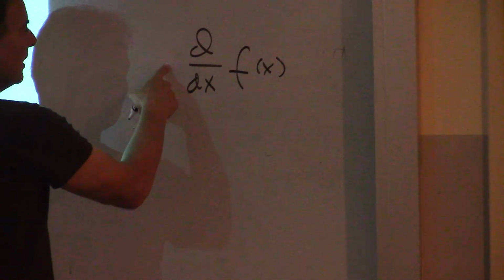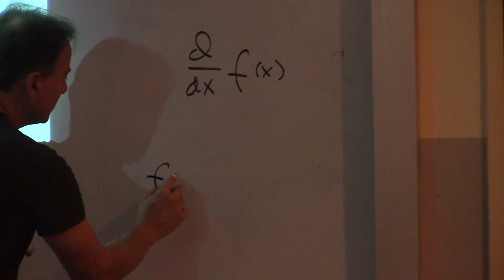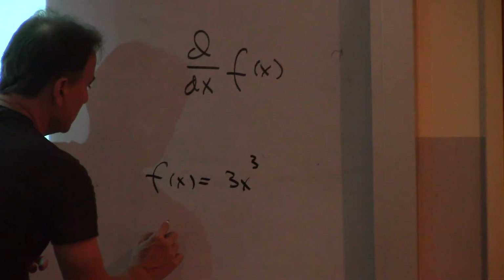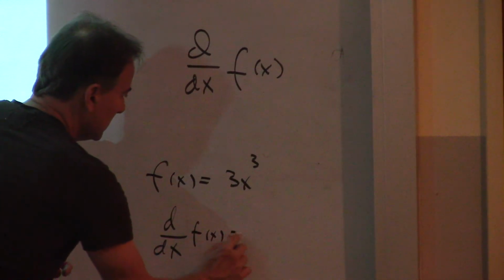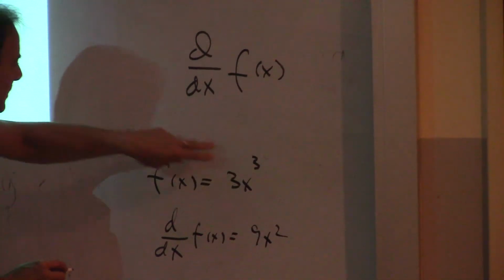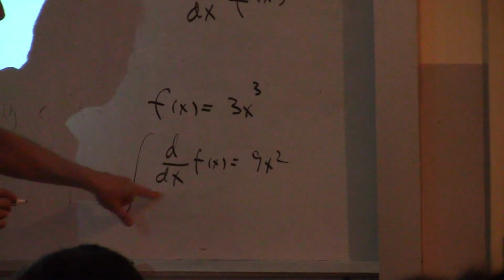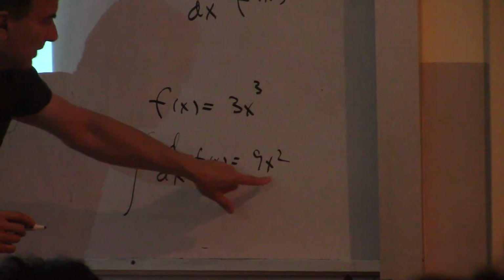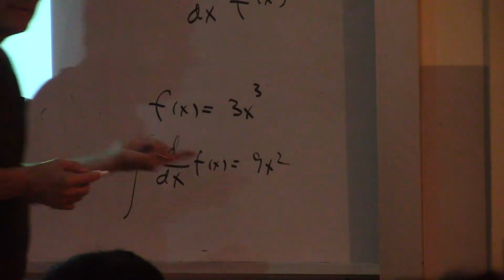So the derivative with respect to x of f of x is going to be a new function. So if f of x is equal to 3x to the 3rd power, then the derivative with respect to x of this function will be 9x squared. Now, if the derivative of a function is a new function, then the integral of the derivative of this function will bring this function back up. So we have to be able to come back. If we integrate this function, we're going to get back to this function. And the way that works is it's the opposite of the power rule.